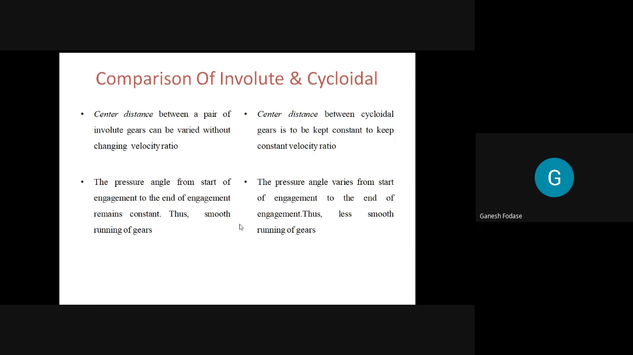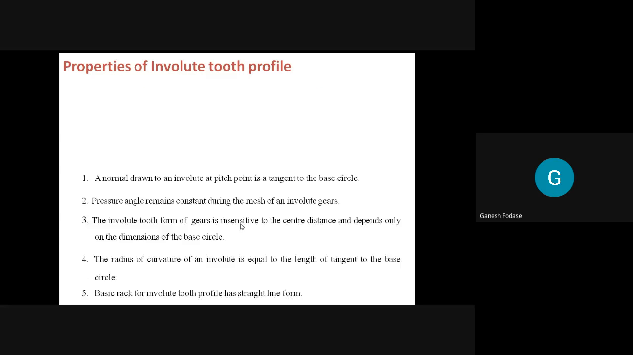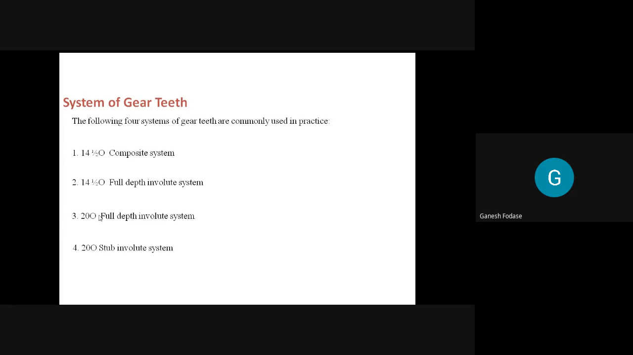Difference between cycloid and involute is a theory topic we will discuss later, or you can go through this. There are 4 types of gear tooth systems: 14.5 composite system, 14.5 full depth system, 20-degree full depth, and 20-degree stub involute. What these 4 types are, we already discussed. In the first 3 types, addendum and dedendum distance remain the same, while in the last type, it gets changed.